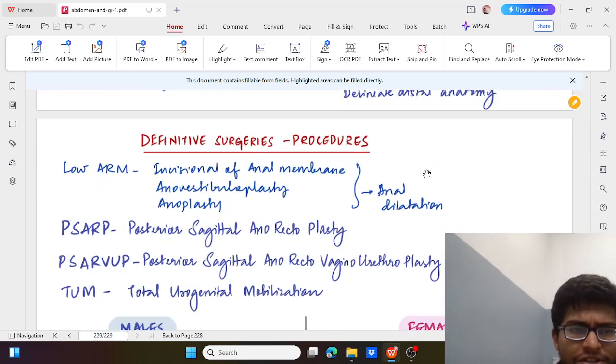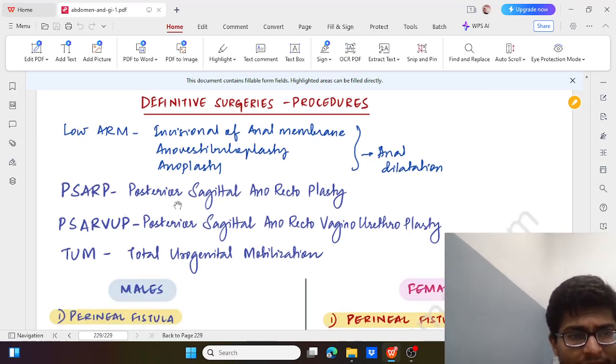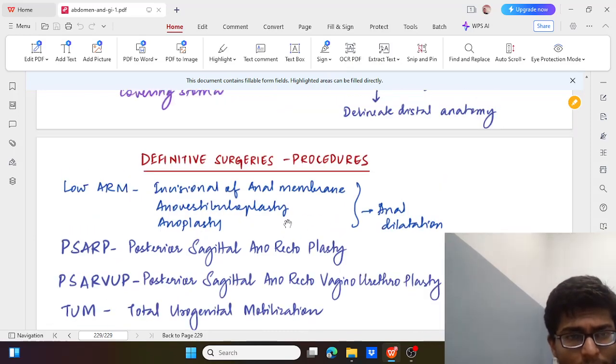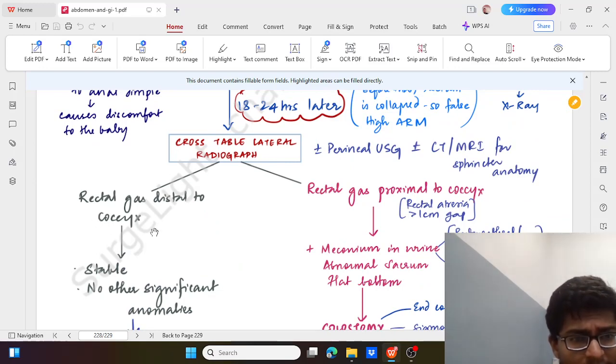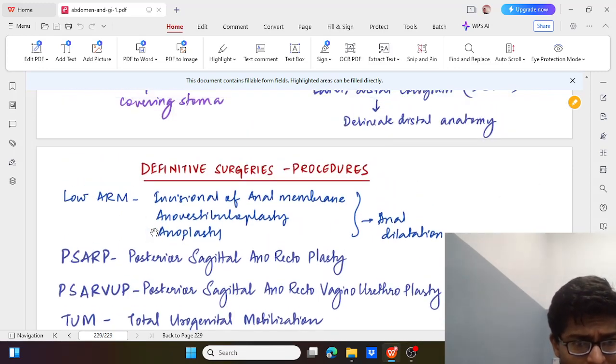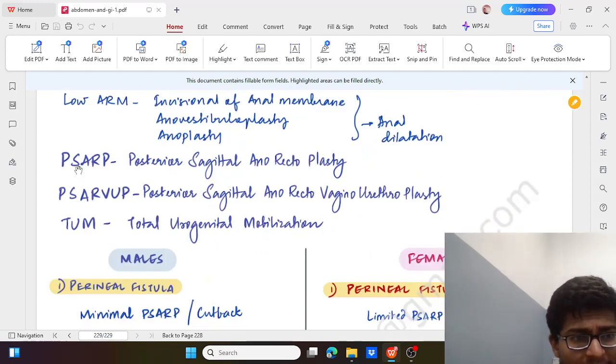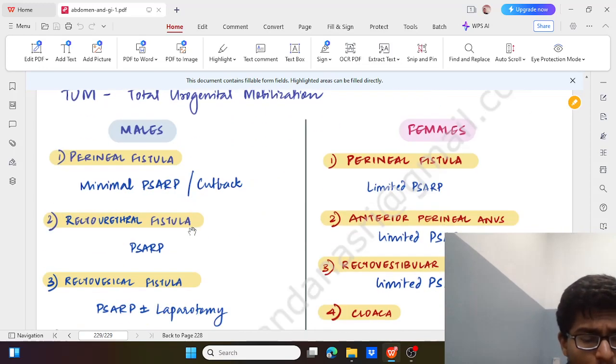Now coming to the definitive surgical procedure, in case of low anorectal malformation, ARM, we go for incision of the anal membrane, anovestibuloplasty or anoplasty, along with anal dilatation, which will be helpful. Then PSARP, that is posterior sagittal anorectoplasty, which is commonly done when the rectal gas is below the coccyx, so it's a low ARM, or mid ARM. Then PSARVUP, that is in females posterior sagittal anorectovaginourethroplasty, and TUM, that is total urogenital mobilization.